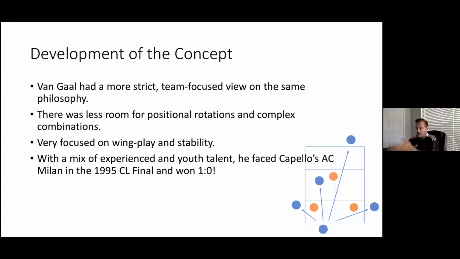With a mix of some experienced players, but a lot of young talent, he faced Capello's AC Milan in 1994, which was 1 year later than they smashed Barcelona 4-0. With this young Ajax team, he won 1-0. And if you go watch the tape of this final, much more strict positionally, moving the ball from position to position to try to find the way forward. They were less exploited by the zonal defense, the zonal press, and they handled the long balls better.